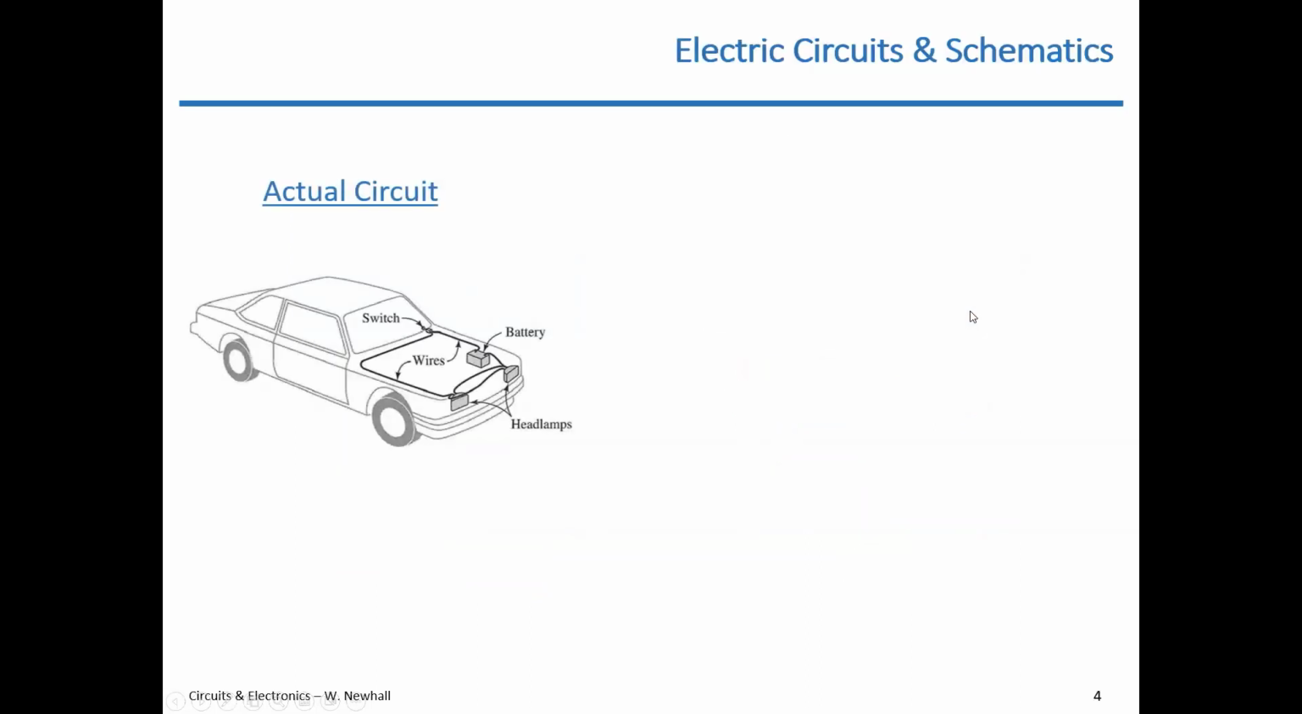So let's talk about electrical circuits and schematics. Here is the actual circuit on a really old car, right? Here's a cartoon of a circuit. This circuit has headlamps, a battery, and a switch. So this is a really simple circuit that controls turning on and turning off headlights in an old car.